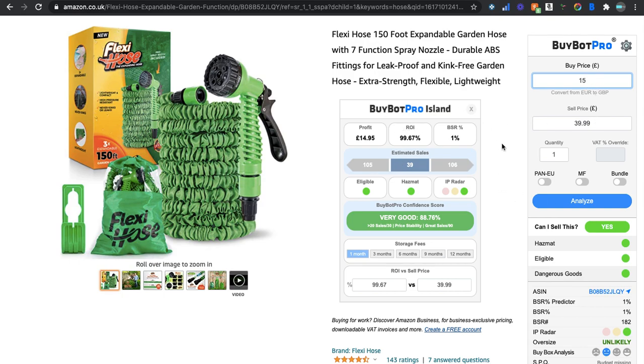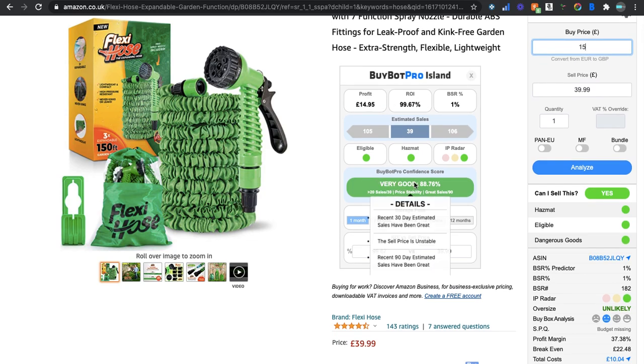What's great is that we need to start. I'm going to go through exactly how we can analyze a deal now. Okay, so from the offset, this looks great. We've got the confidence score there. We've got the eligible hazmat.